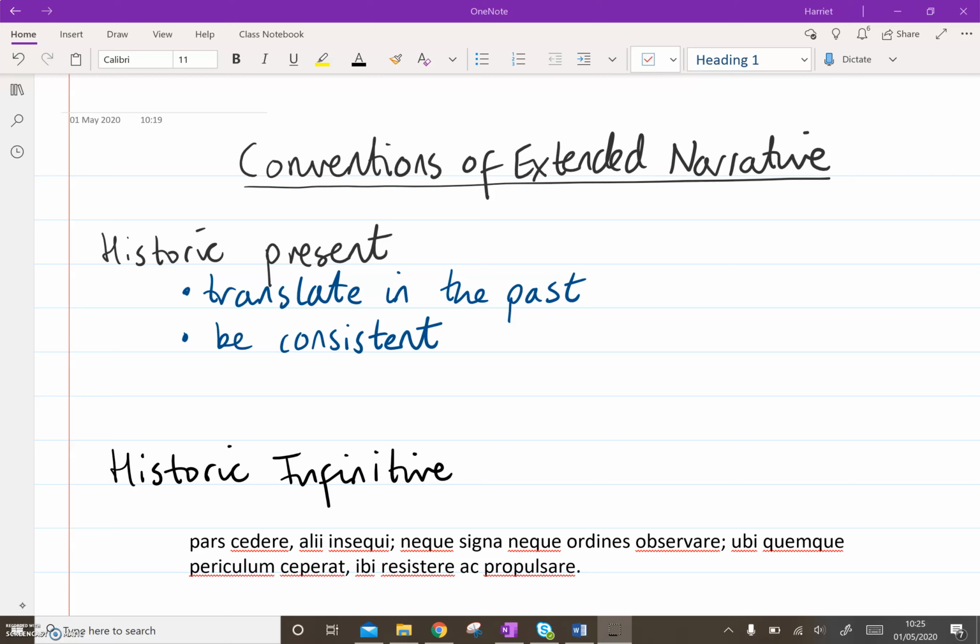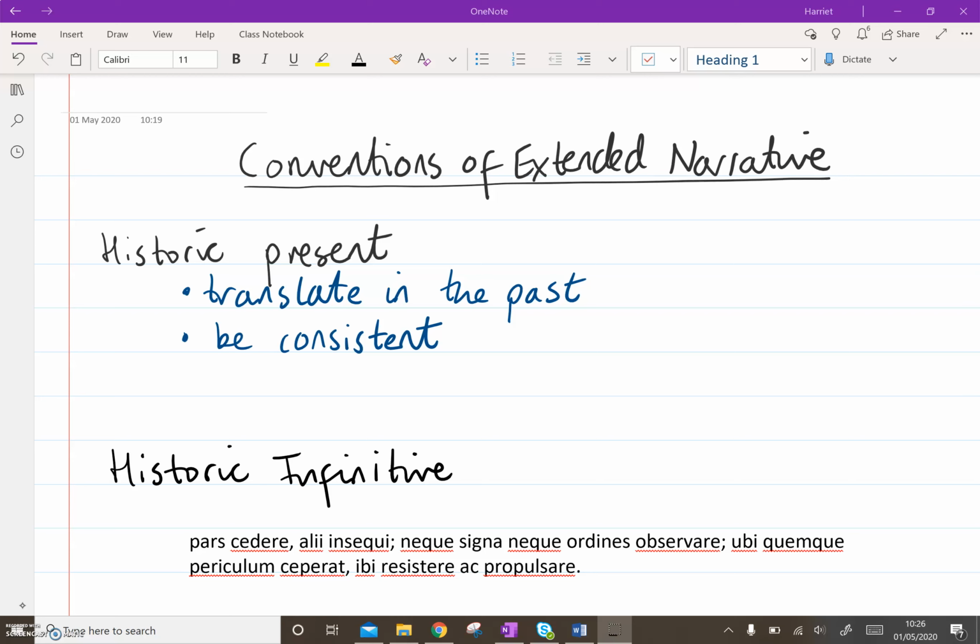So, the first one is the historic present. Your title is Conventions of Extended Narrative. Extended narrative is basically how these Roman writers wrote, because none of them, well, maybe Tacitus, are very good at keeping things short, let's say. So the first thing is the historic present. We know what this is already, though. We met it at GCSE.